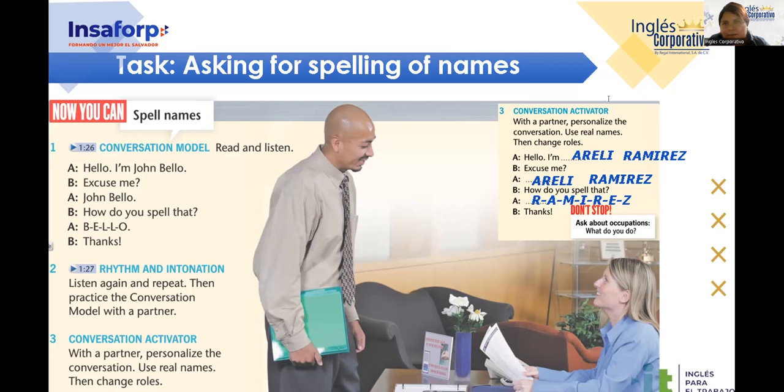I'm going to assign you to work in the breakout rooms and work on that. Okay, so you're going to work in pairs. Van a trabajar en parejas, chicos. Recuerden que lo van a hacer con su apellido, el deletreo.